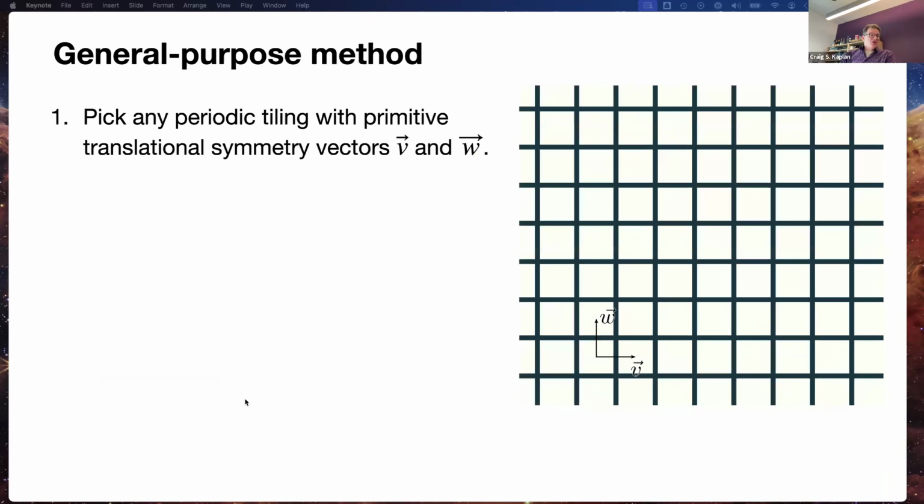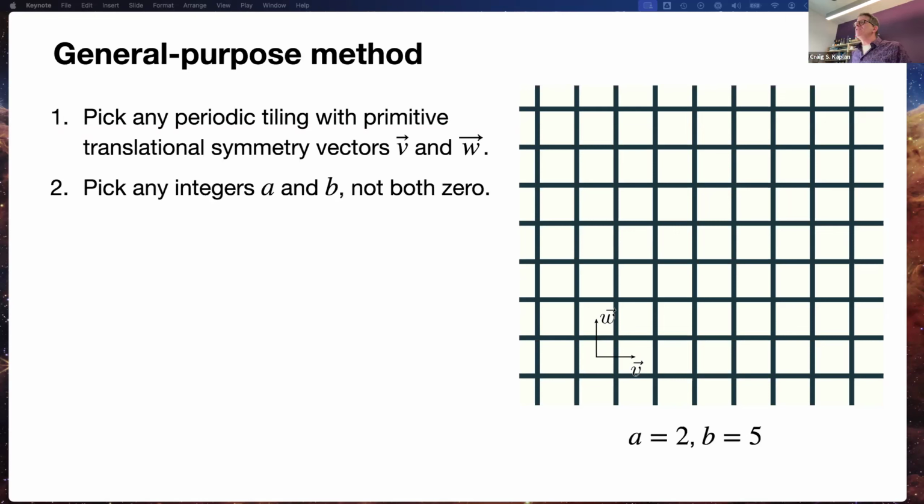And in fact, you can generalize this completely. So here's the technique basically in full. You start by picking any periodic tiling you want that has these 2 primitive translational symmetry vectors, V and W. All I mean by primitive here is they are the 2 shortest non-parallel vectors that are translational symmetries of the tiling. Next, take any 2 integers a and b that are not both 0. Doesn't matter what they are as long as they're not both 0. Here I have chosen a equals 2, b equals 5.